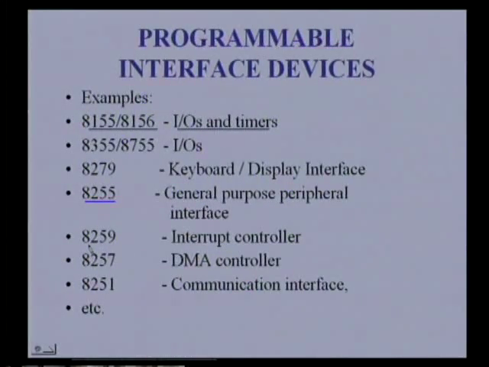Next, 8259, a programmable interrupt controller. Next device is 8257, a DMA controller. Next device is 8251, a communication interface. Like this, some more programmable interface devices are also available.